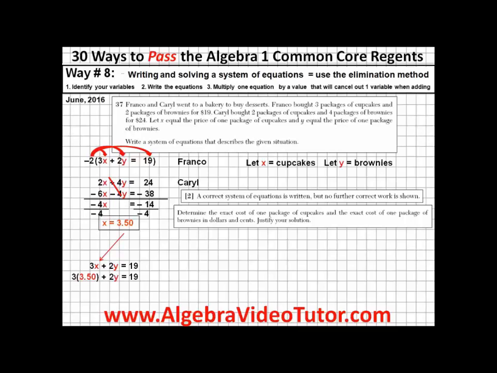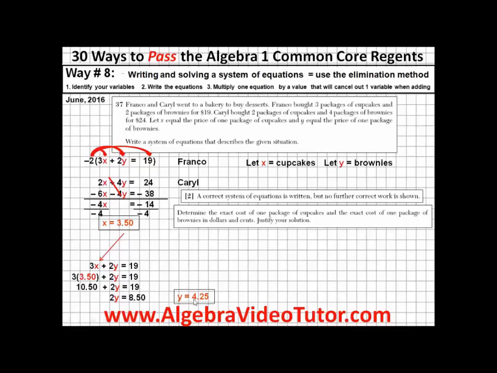3 times 3.50 plus 2y equals 19. You get $10.50 plus 2y equals 19. Subtract $10.50 from both sides, and then to get $8.50, divide both sides by 2, and you end up with the exact cost of 1 package of brownies, which is $4.25. So now we have the cost of cupcakes, we have the cost of brownies.